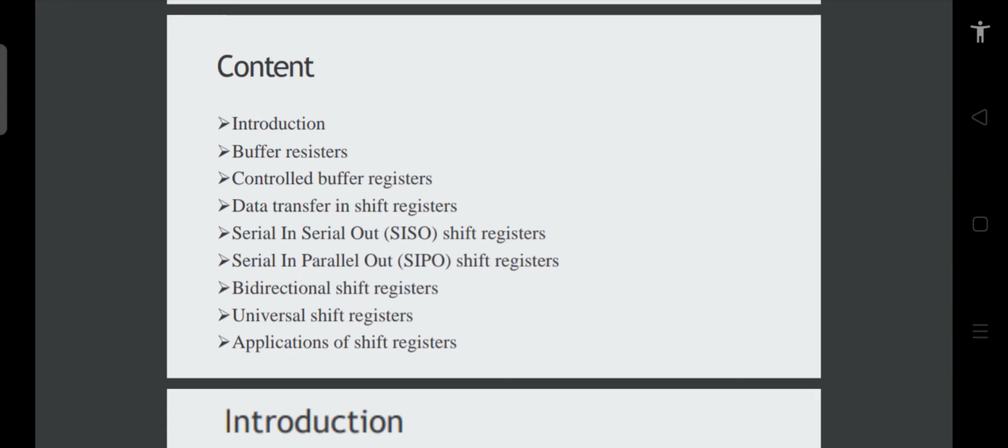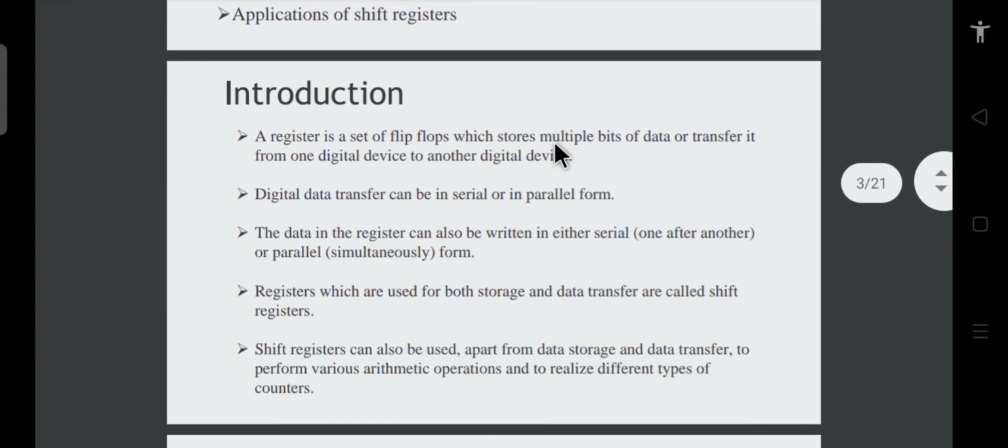Then various types of shift registers like serial in, serial out registers, serial in, parallel out shift registers, parallel in, parallel out shift registers, and parallel in, serial out shift registers. We will also discuss bidirectional shift registers and universal shift registers, and at the last we will discuss applications of the various shift registers. So what are registers?